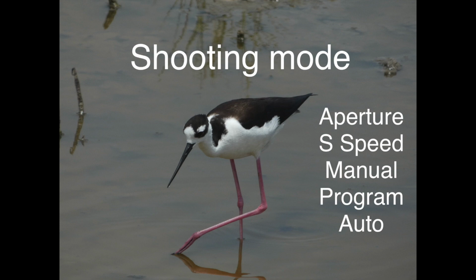This photo of a black-necked stilt was taken with a Panasonic FZ80 at 1200 mil.